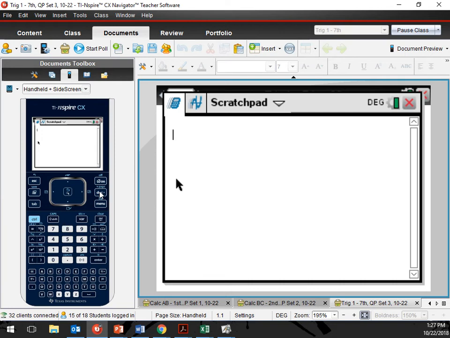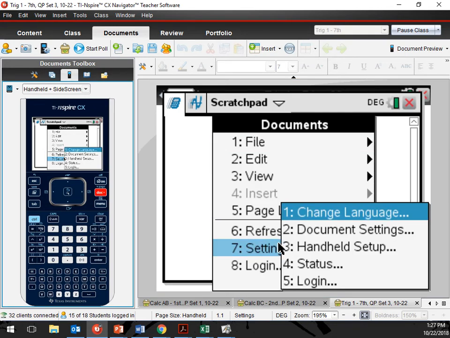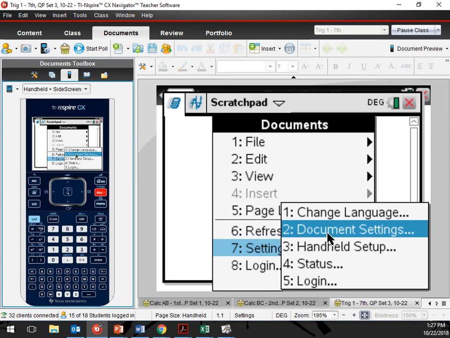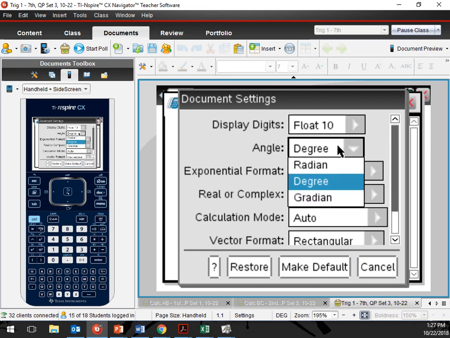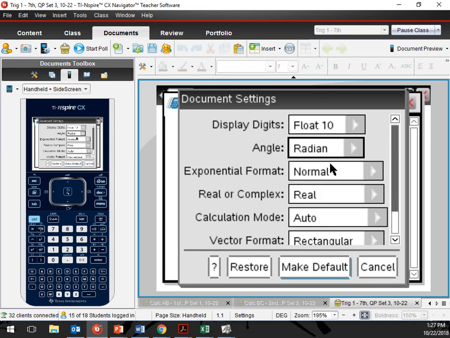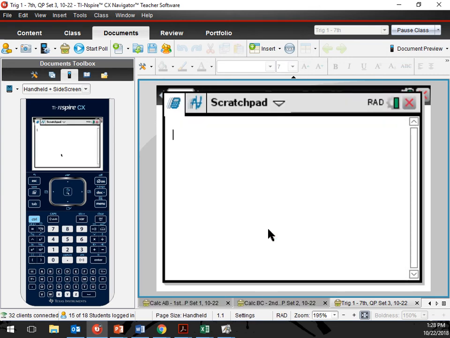So, I'm going to hit document settings, document settings, and it brings up this menu right here. So my angle is going to be now radian. Click radian and select make default. There we go. It now says rad up here. Anyone not get that? Got it.